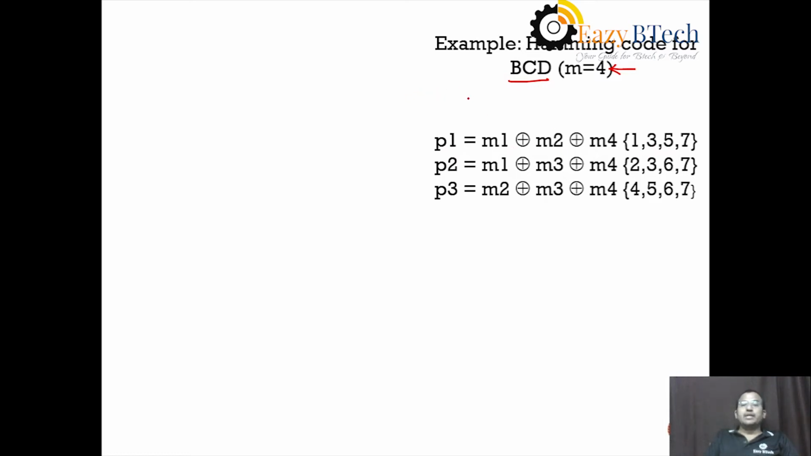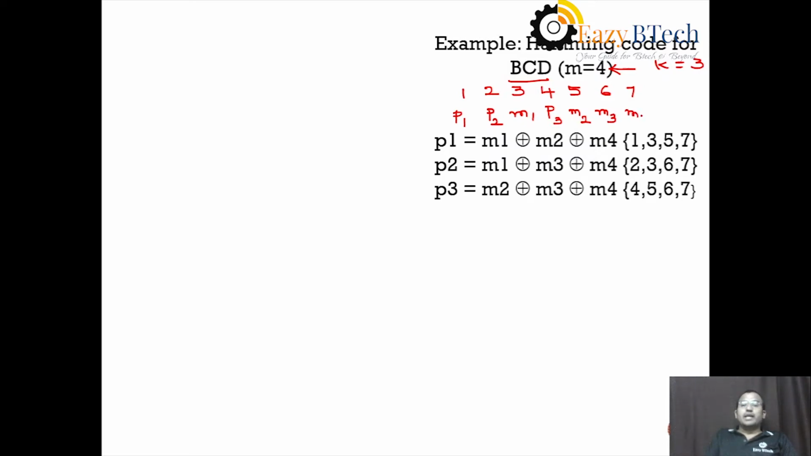We have a total of 7 positions: 1, 2, 3, 4, 5, 6, 7. So for m equal to 4, we have a equal to 3. So parity bits we have to place in positions 2 power 0, 2 power 1 and 2 power 2. These are the parity bit locations, and the remaining positions we have to give for the message.